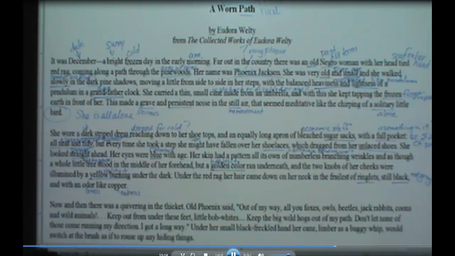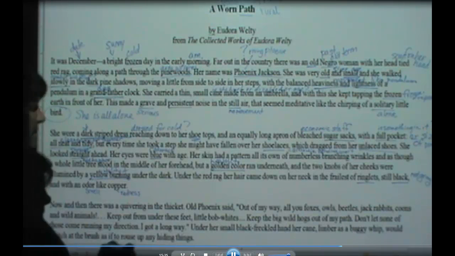Now and then there was a quivering in the thicket. Old Phoenix said, "Out of my way, all you foxes, owls, beetles, jackrabbits, coons, and wild animals. Keep out from under these feet, little bob whites. Keep the big wild hogs out of my path. Don't let none of those come running in my direction. I got a long way."